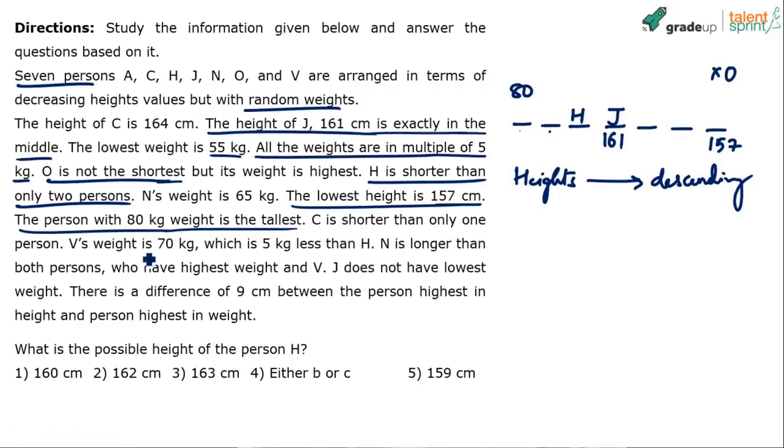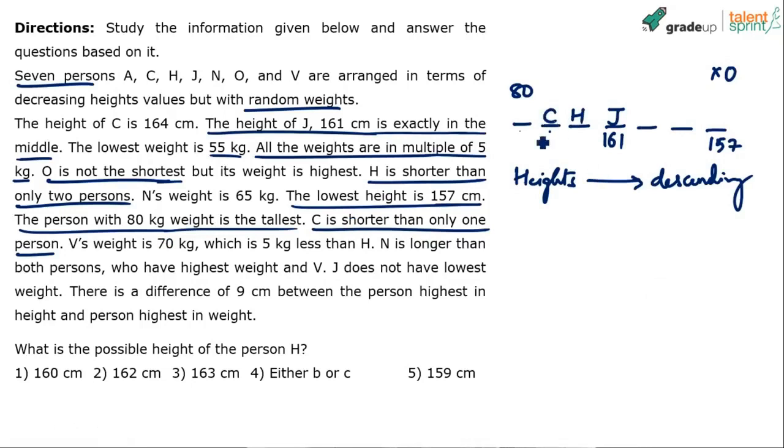C is shorter than only 1 person. Now this is also an important point. Means what? See, like in the previous point, we had understood that H is shorter than only 2 persons. So H came in this position. C is shorter than only 1 person means C is second tallest. So C has to come here.